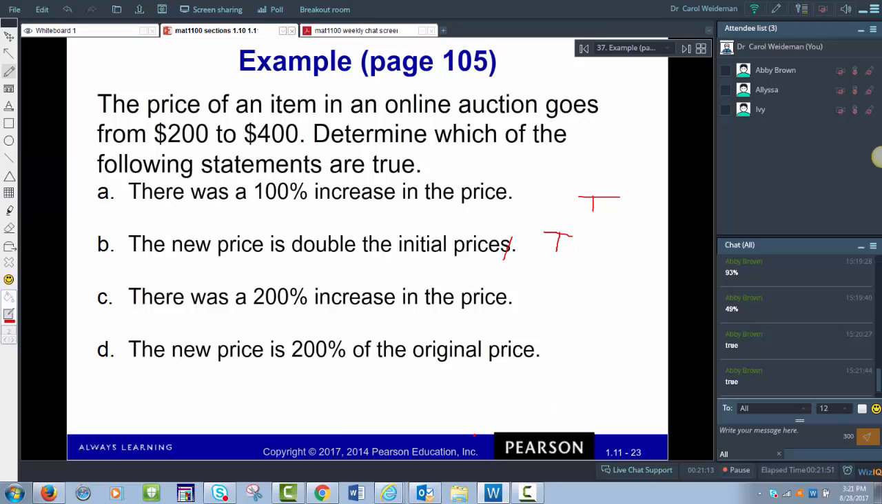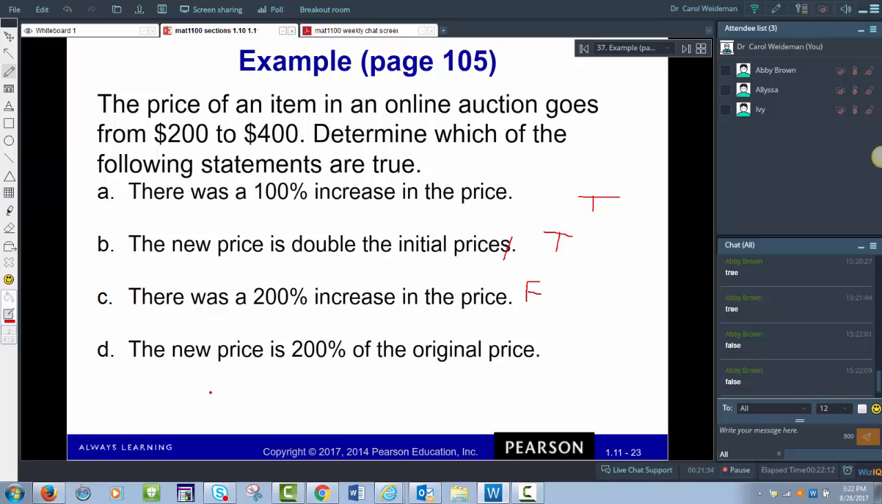How about C? There's a 200% increase in the price. True or false? Remember what you said in A. So can C be true? Yeah, this one's false. If A is true, then C has to be false. How about the last one? The new price is 200% of the original price.